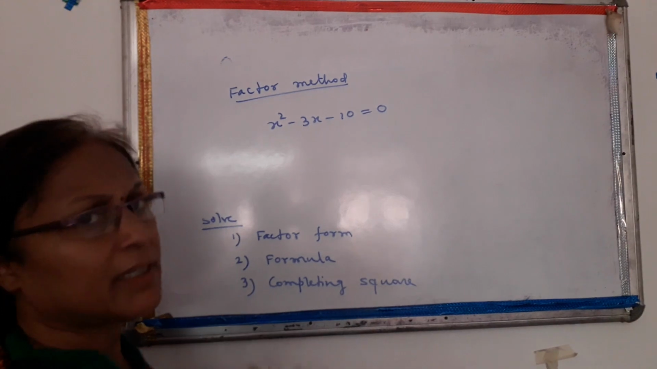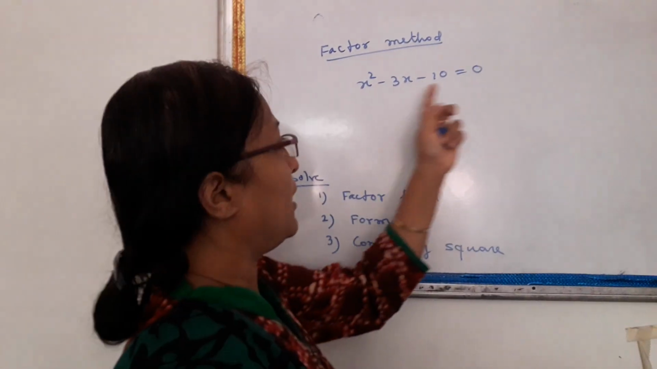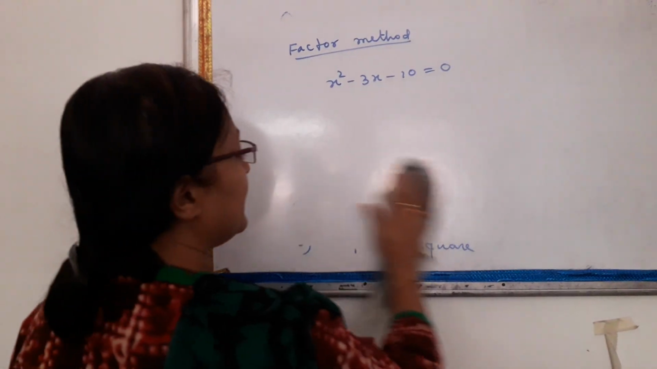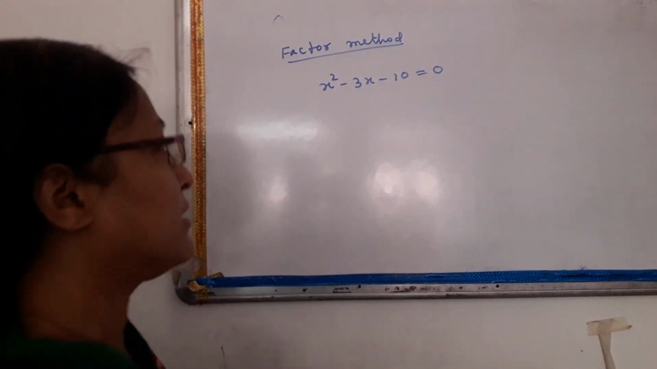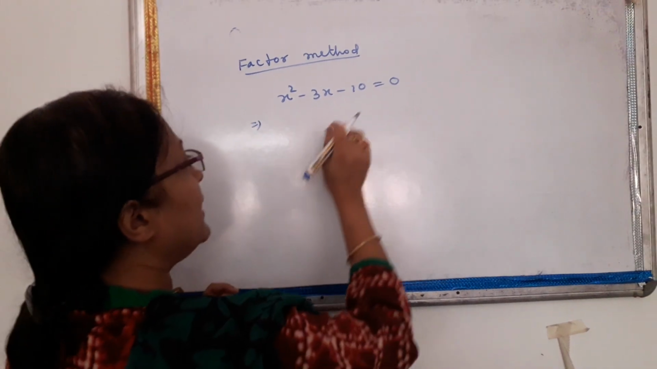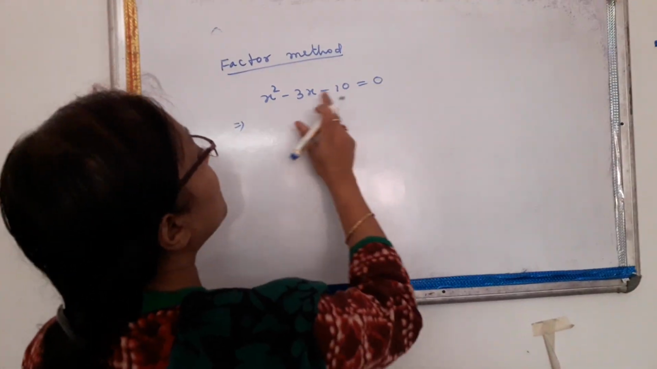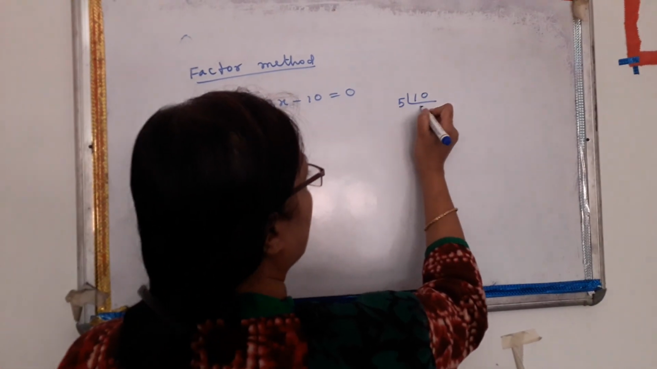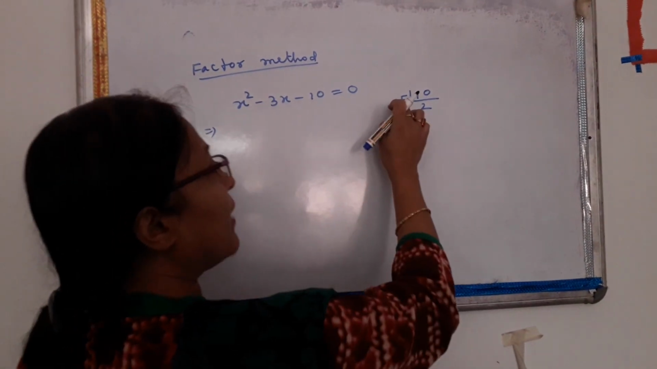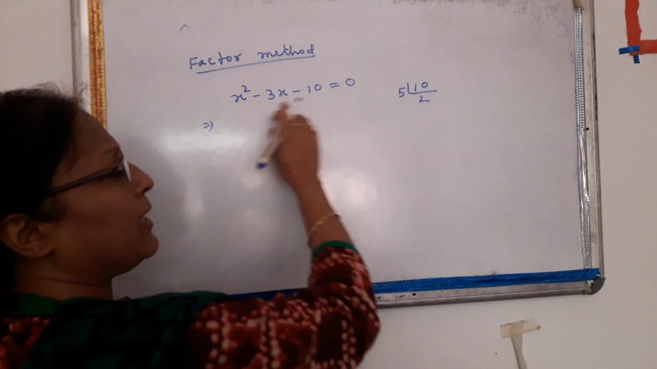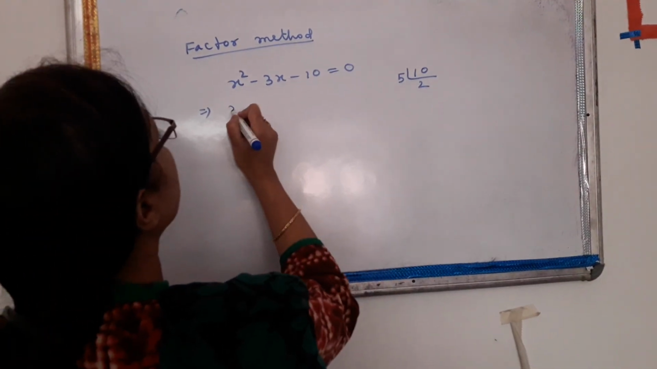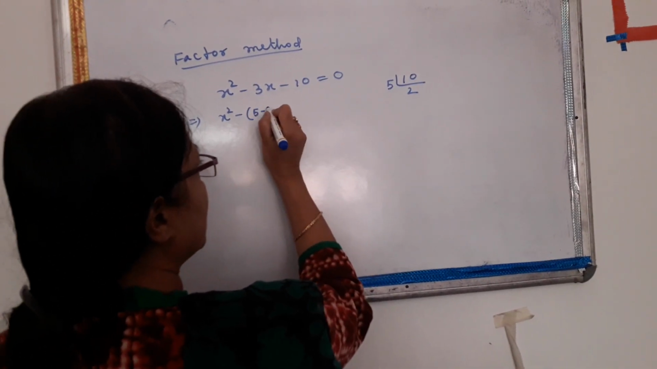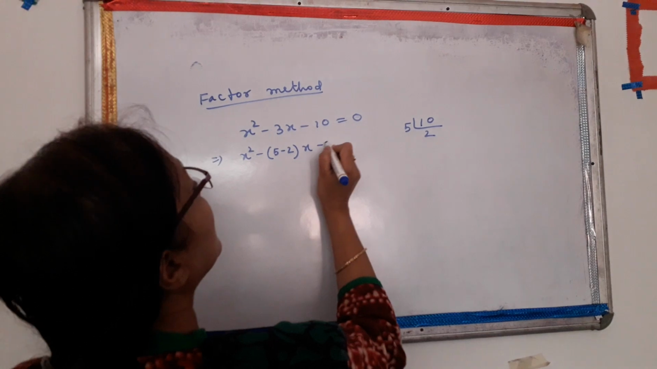Now factor means factorization. And since here are 3 terms, highest power is 2, we can apply middle term factorization. In class 9 we have completed this process, then also I am explaining very elaborately. Here 10, you have to find the factors. When I factorize, I am getting 5 and 2. With 5 and 2, easily we can make 3 because 5 minus 2 is what? 3. Here I will do like this. In place of 3, just you have to write 5 minus 2 and here x.